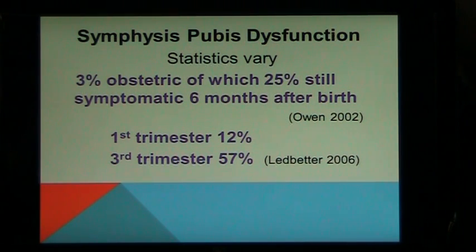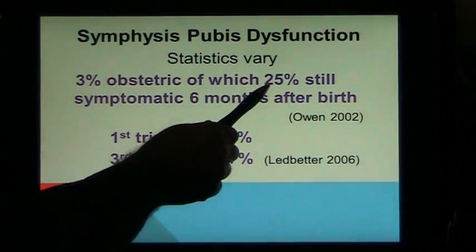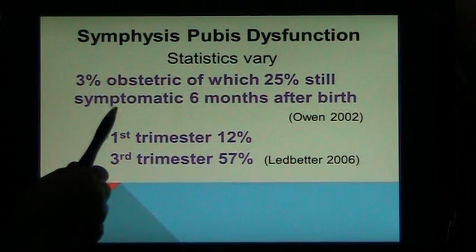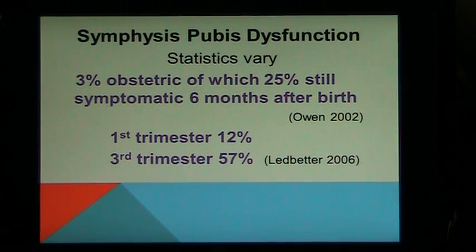So what I'm reading is that 3% of the obstetric population will have symphysis pubis dysfunction, in which it's spreading up to 10 millimeters and it is causing local pain. However, 25% of that 3% are still symptomatic 6 months after birth. So those folks 6 months after, they're still hurting in that area. It's still impacting their life. And the author of that was Owen, 2002.